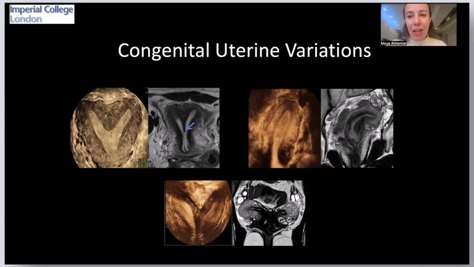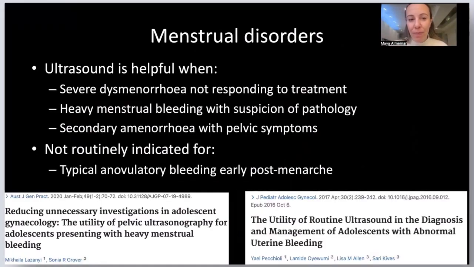So do consider these diagnoses, and generally ultrasound is fantastic at assessment of this. You may reserve MRI, particularly in those with more complex anomalies that require further characterization. Another indication for scanning these young girls is really menstrual disorders, and particularly in severe dysmenorrhea not responsive to treatment, or where you're worried about very heavy bleeding and you're suspicious about pathology.